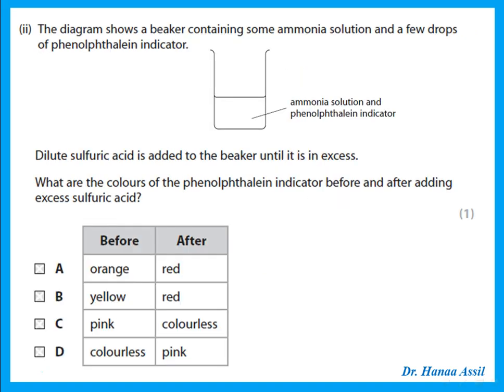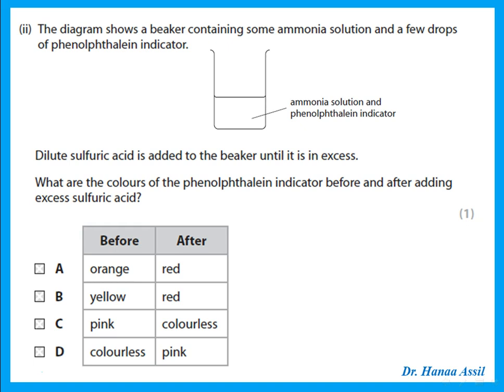The diagram shows a beaker containing some ammonia solution and a few drops of phenolphthalein indicator. So this is ammonia with phenolphthalein. Remember, we said ammonia is a base. Dilute sulfuric acid is added to the beaker until it is in excess. So that means I'm starting with a base, and then I'm going to add acid until there is lots of acid. So it's as if I'm changing from base to acid.